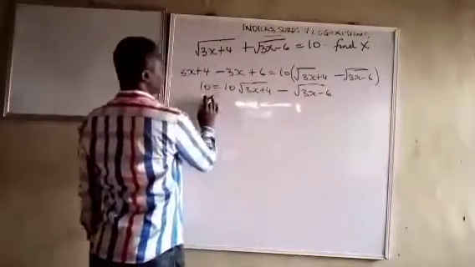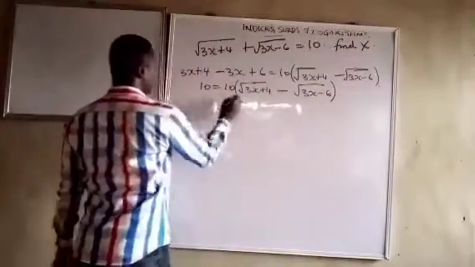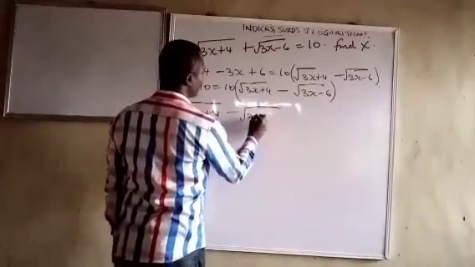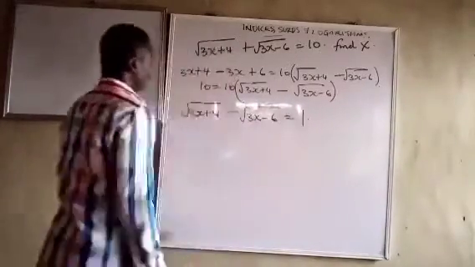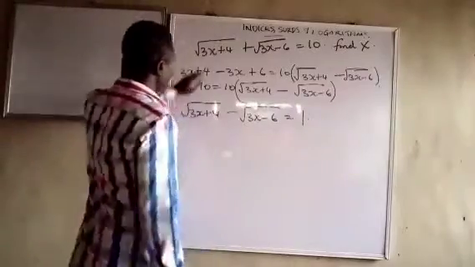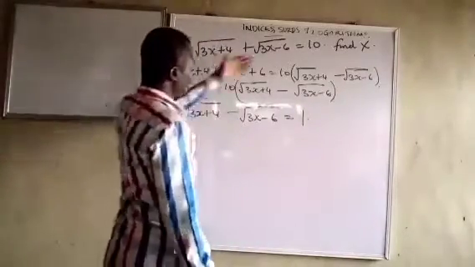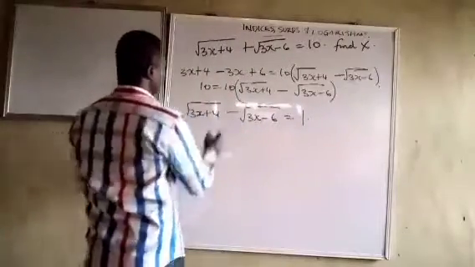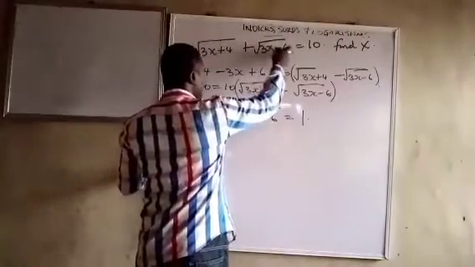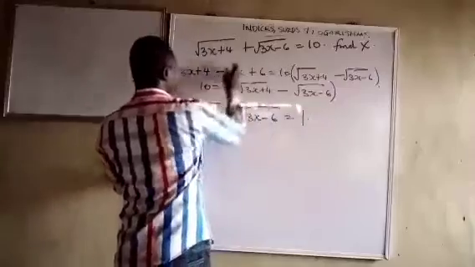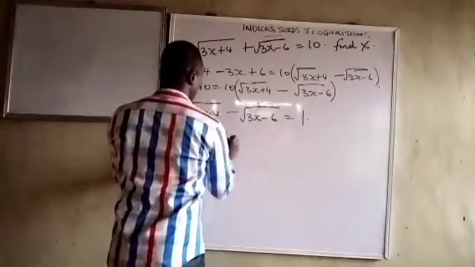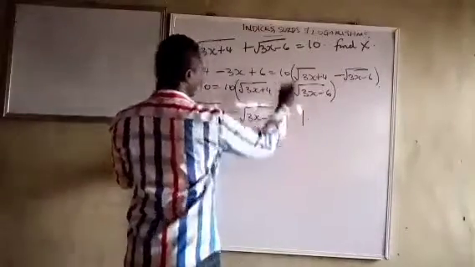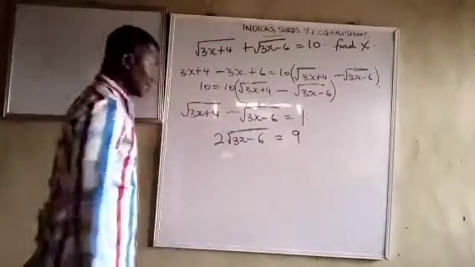Now, what do we have next? Divide through by 10. So root of 3x plus 4 minus root of 3x minus 6 is equal to 1. So you see, if I add this equation to this, it's going to give me a real number. If I subtract, it's going to give me a real number. So either way, I get my answer. So let's use subtraction. 3x minus 6 minus this one gives us 0. So we have 2 into root of 3x minus 6 is equal to 9. You can see it's equal to 9.